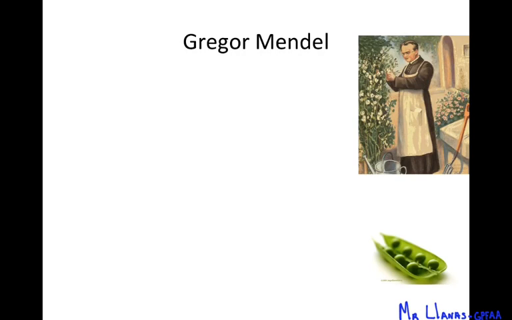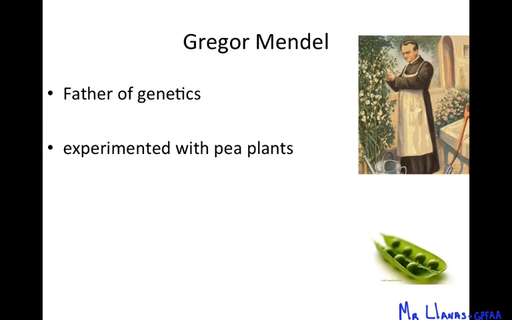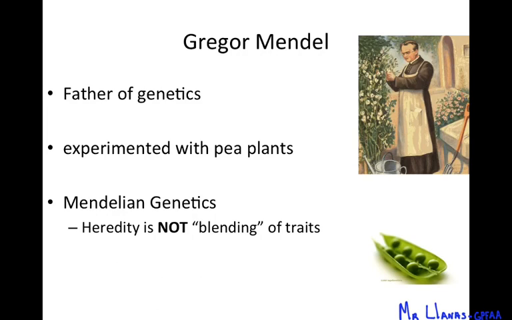Hey guys, so this video is going to be over monohybrids or Punnett squares that have to do with one trait. Before we do that though, let's talk about Gregor Mendel. He's known as the father of genetics, and we mentioned that his experiments and research were done using pea plants when he was in the monastery that he lived in, okay? And all his research became known as Mendelian genetics, which is genetics where heredity is not a blending of traits.